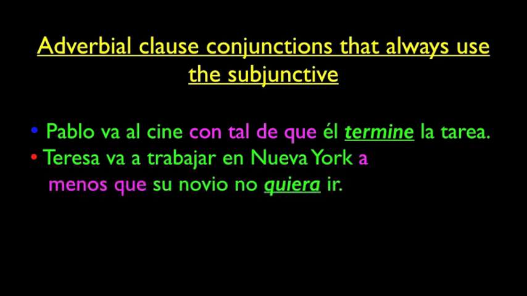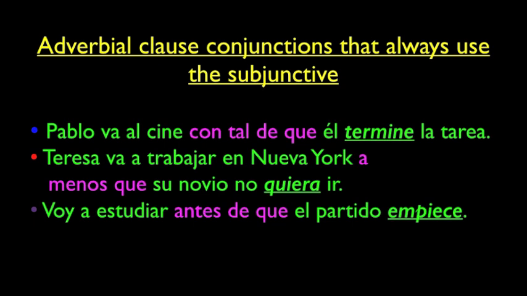And then we have Teresa va a trabajar en Nueva York a menos que su novio no quiera ir. A menos que will always take the subjunctive. She's going to work in New York unless the boyfriend doesn't want to go. And then voy a estudiar antes de que el partido empiece. I'm going to study before the game begins. Remember with antes de, if you have a change in subject, here we have yo voy, and el partido, the subjunctive must be used.